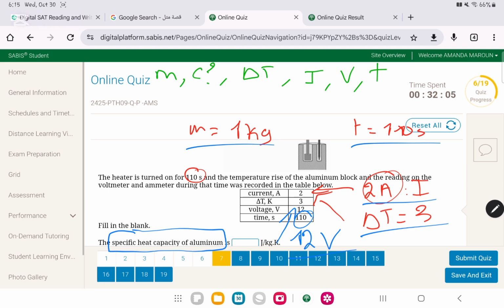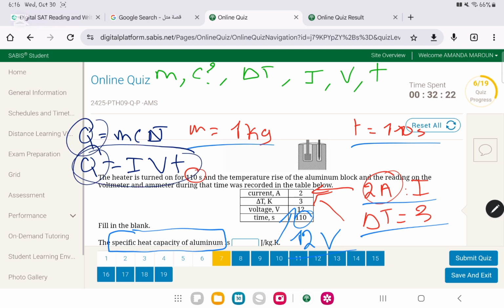So what we can do is we can make a relation. We know the equation is Q equals mc delta T, but we also know the equation Q equals I V T. So if this Q is also equal to the same exact Q, because they're both Q, they're both the same, then we can write that I V T is equal to m times c times delta T. And then by substituting, we will get the answer.